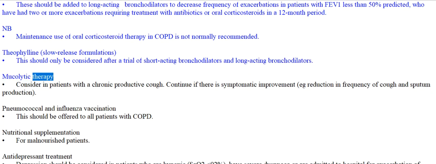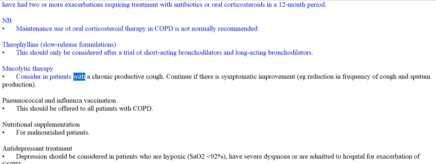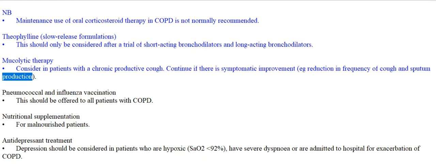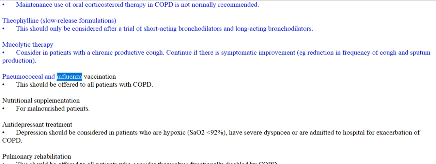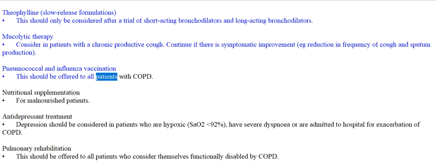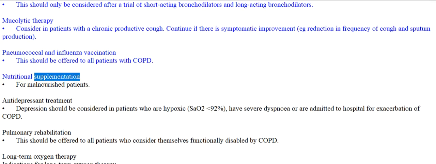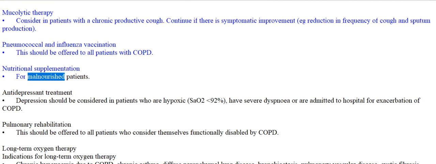Mucolytic therapy. Consider in patients with a chronic productive cough. Continue if there is symptomatic improvement, e.g. reduction in frequency of cough and sputum production. Pneumococcal and influenza vaccination: this should be offered to all patients with COPD. Nutritional supplementation: for malnourished patients.